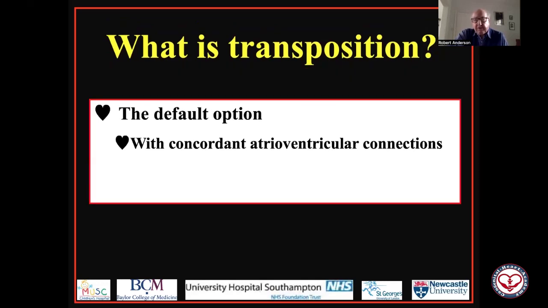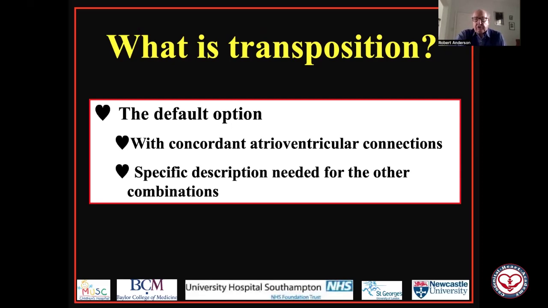So we need to come back and ask, what is the default option for the lesion we're going to call transposition? And I would suggest to you that the default option is the combination of discordant ventricular arterial connections with concordant atrioventricular connections. And we can simply call that combination transposition. And for all those other variants, we can give specific descriptions such as congenitally corrected transposition, transposition with double inlet ventricle, or transposition with tricuspid atresia.